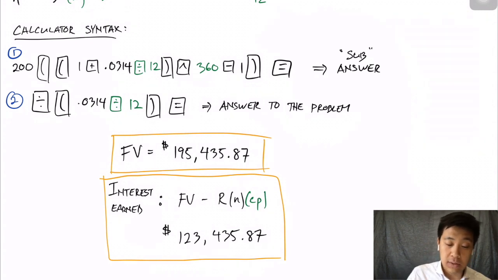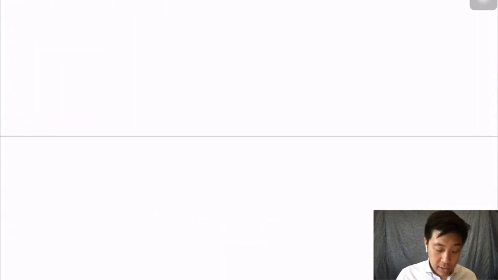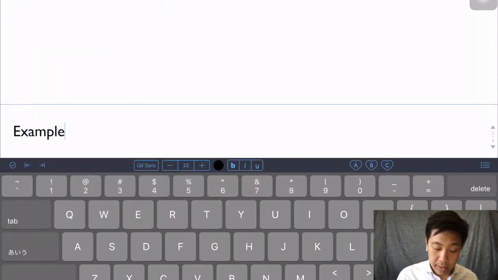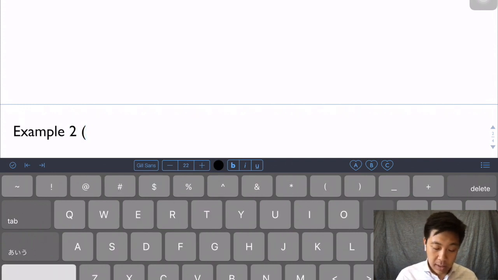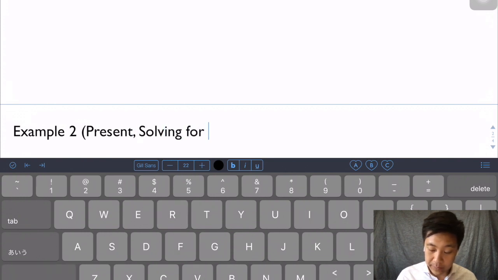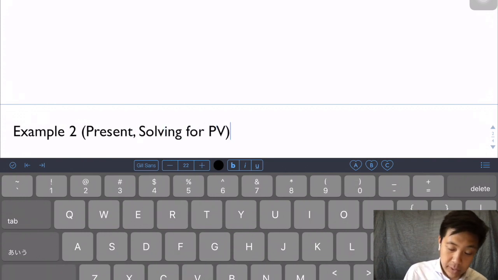For the next one, our second example, this will be, as you can imagine, example 2. This is a present value problem, solving for PV, which is present value. I'll italicize that and underline all of this.